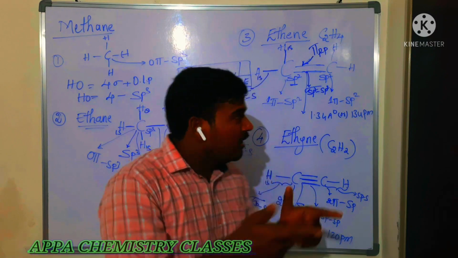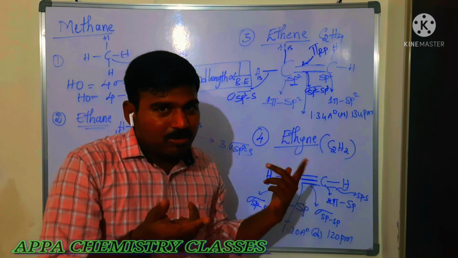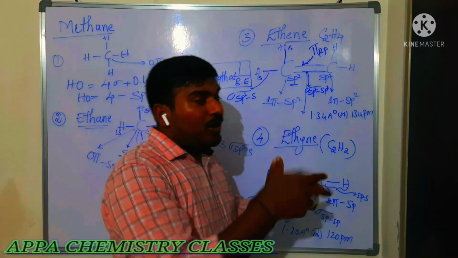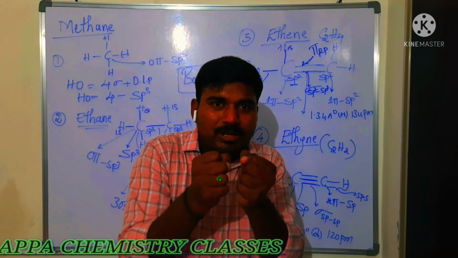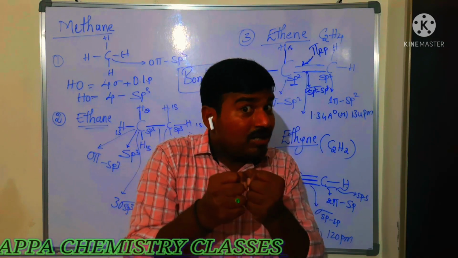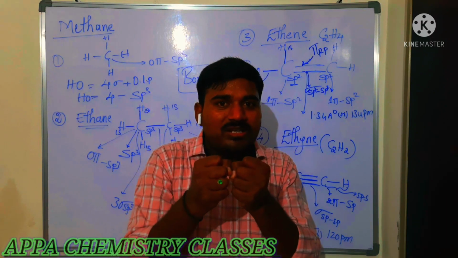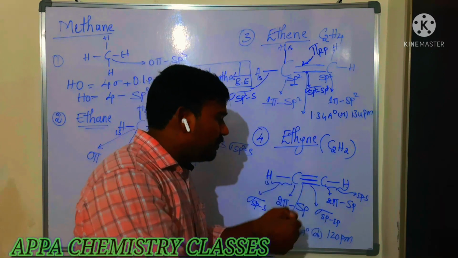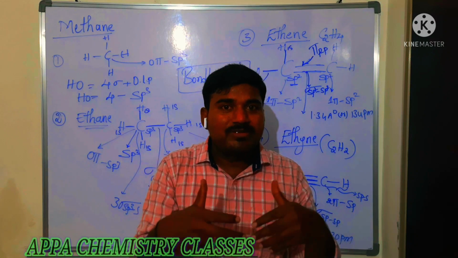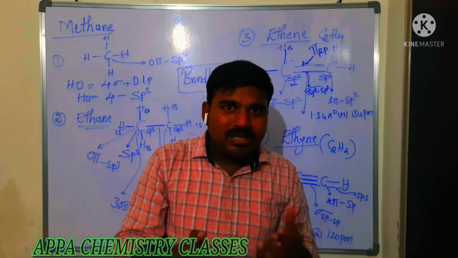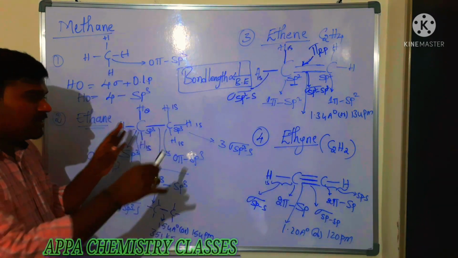Is that clear, everyone? That is the most important one. Pi bonds are weaker bonds, sigma bonds are stronger bonds. When more bonds are increasing, what happens? They are very close to one another. The nuclei become closer because they are strongly held by these two atoms. Then the nuclei come closer, bond length decreases. Here bond length is decreasing further. When bond length is decreased, bond strength increases. When bond strength is increased, bond energy increases. Is that clear? So I think these examples are clear.